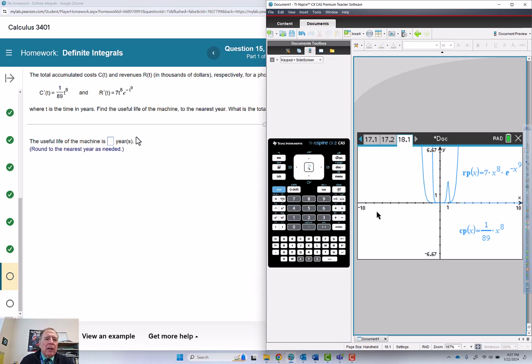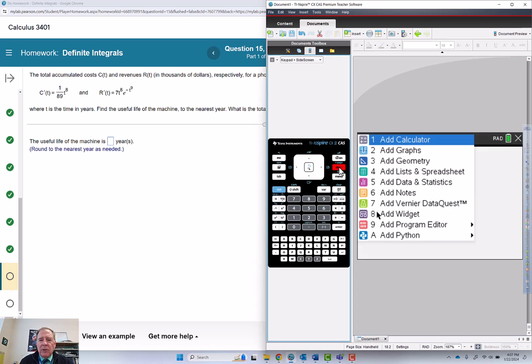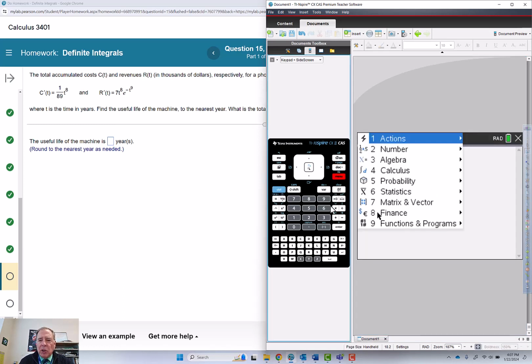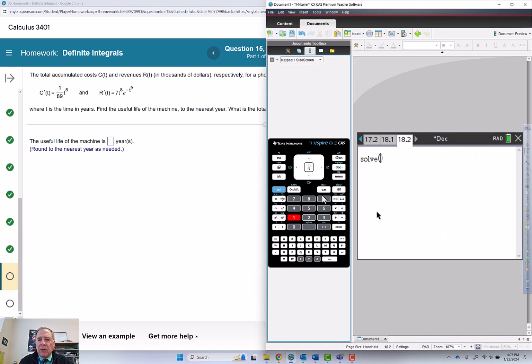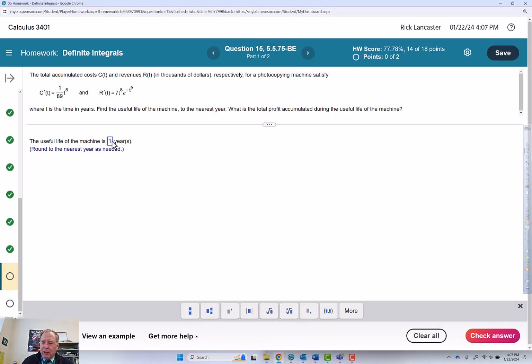So it says find the useful life of the machine. So I'm going to go to a calculator page and say menu, 3 for algebra, 1 for solve. When does CP of x equal RP of x? And we're solving for x, which is really time. So we'll hit enter. Ooh, it looks like a big mess. So it's either 0 or 1.229, 1.23 years, but it says round to the nearest year as needed. So we're going to put a 1 there.